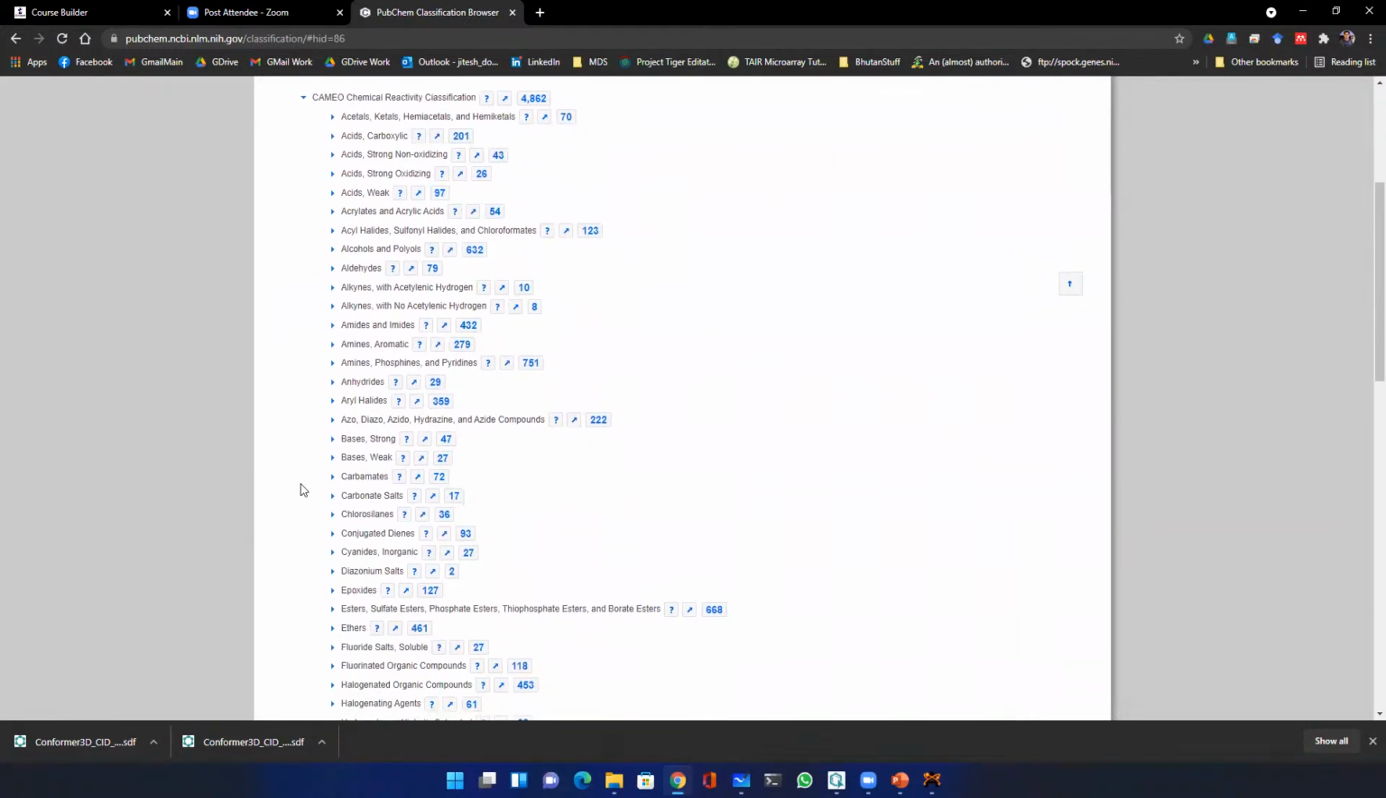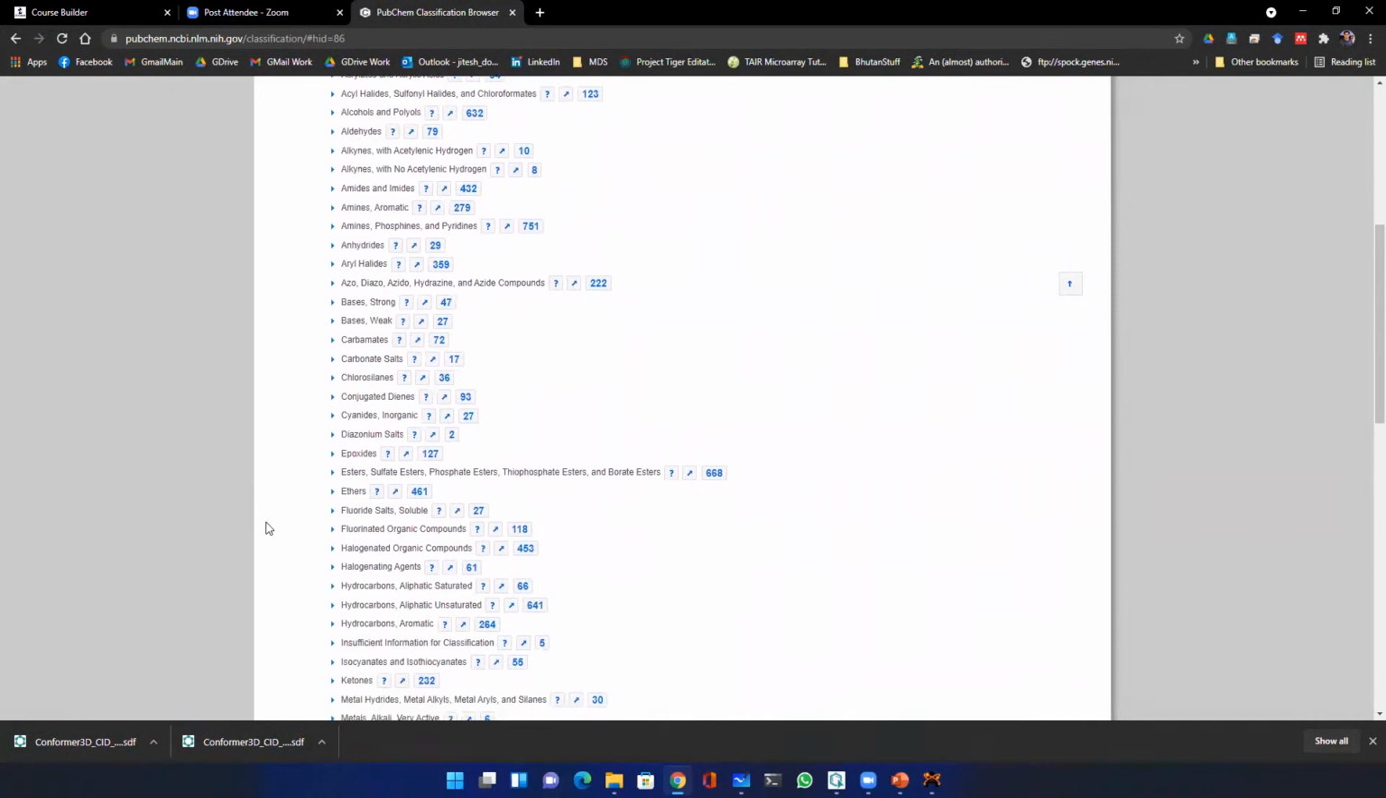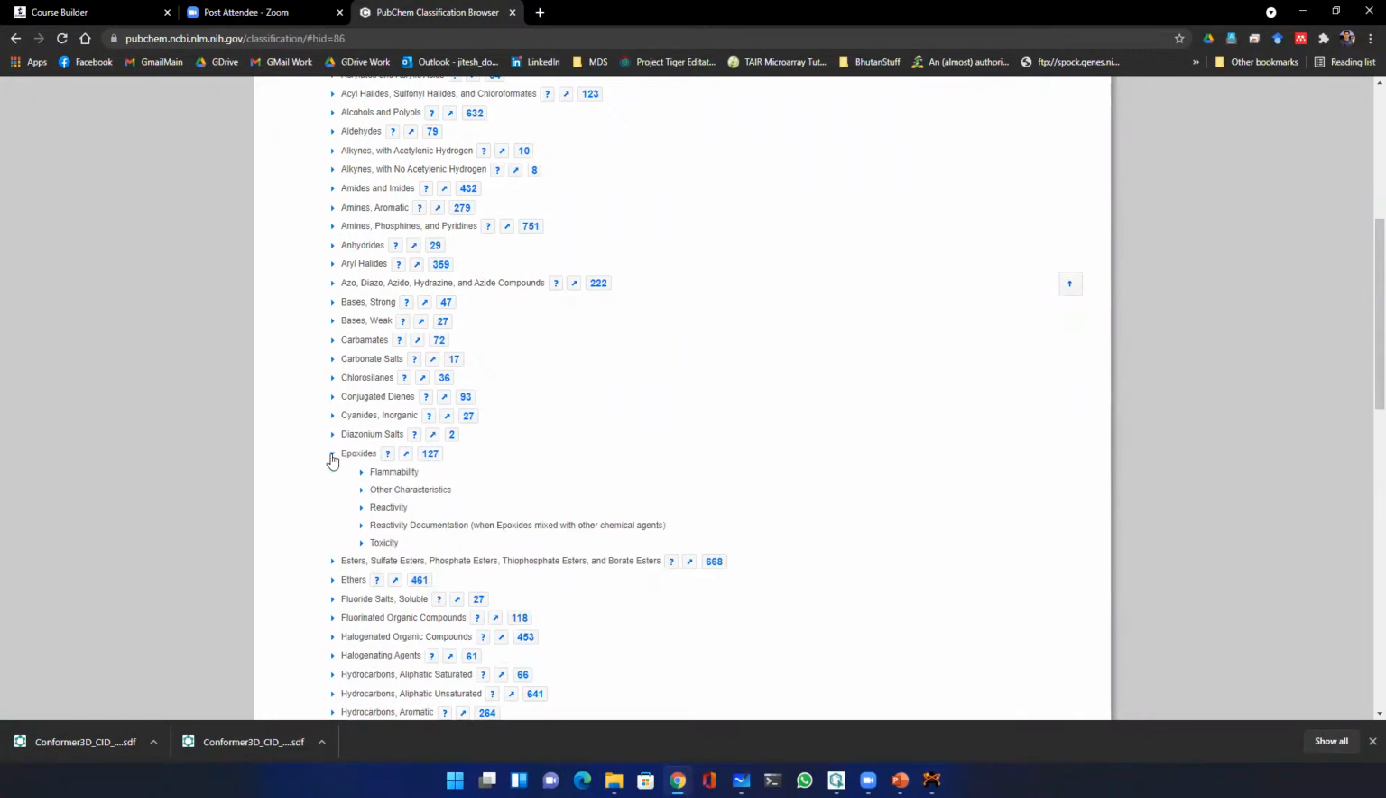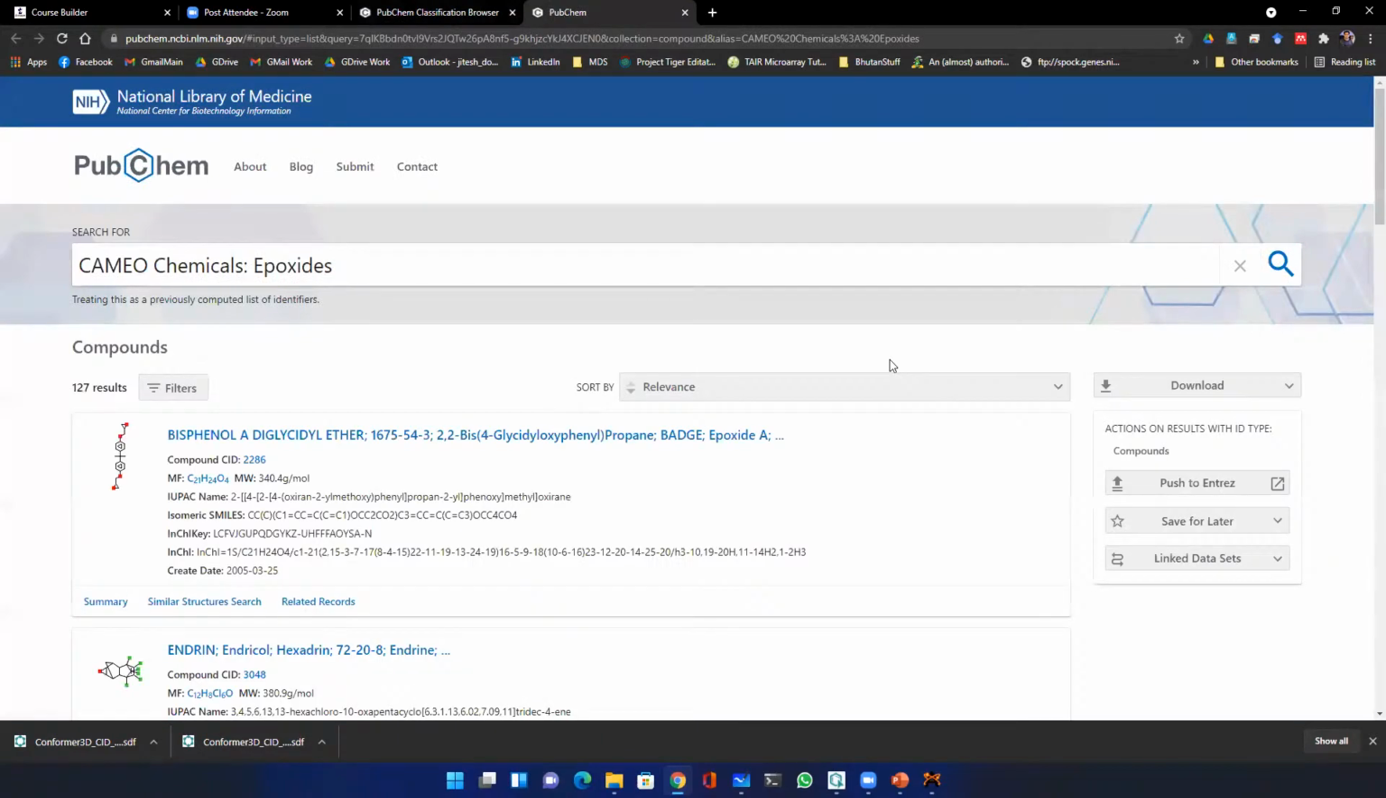Let's say, for example, I want to download all the molecules belonging to, let's say, epoxides. I want to test these epoxides against something. So here you can see there is a class called epoxides, and there are 127 compounds which belong to this class, which are available in the database. Either you can click on this number, which will give you all of these molecules, or you can also open this further. If there are any further classes of epoxides, you will also find them, based on flammability or reactivity and so on. But let's go for all. Let's click on this 127.